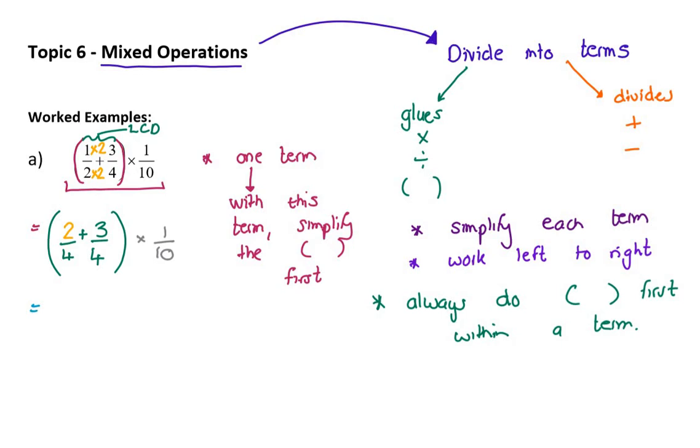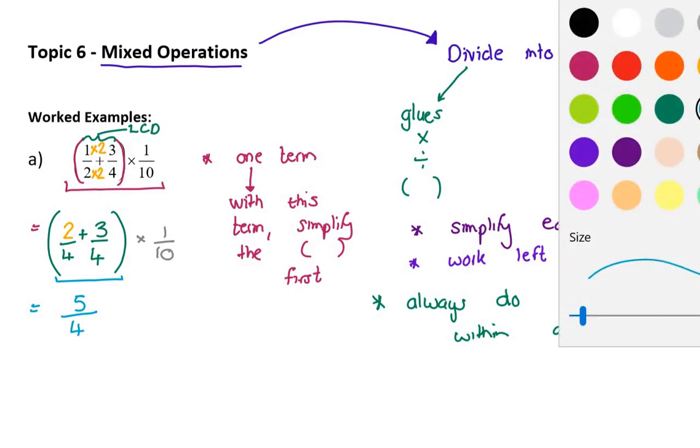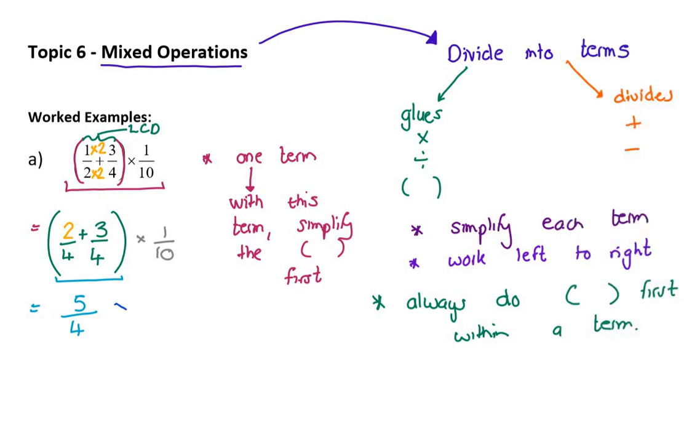Now I can add these two together. Don't forget that when you add, you keep the denominator and you simply add the top. So 2 plus 3 is 5. Now notice I don't need a bracket anymore, because that bracket was just indicating to me to simplify the bracket first. You can put a bracket in here, but it really doesn't do anything, so I've chosen to leave it out. And now that we have combined our bracket, I'm now simply multiplying.